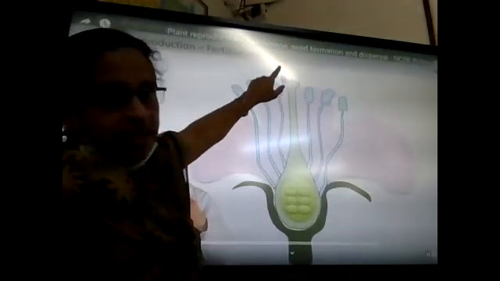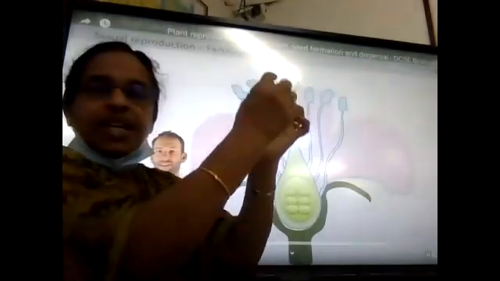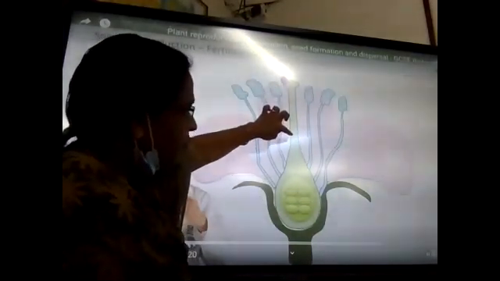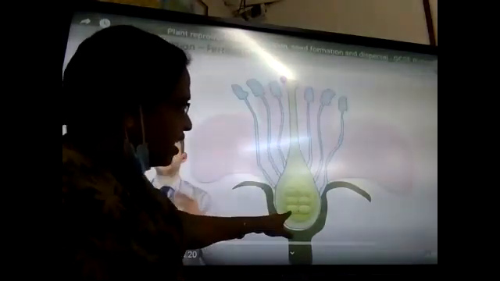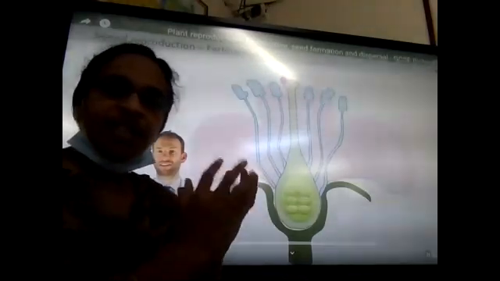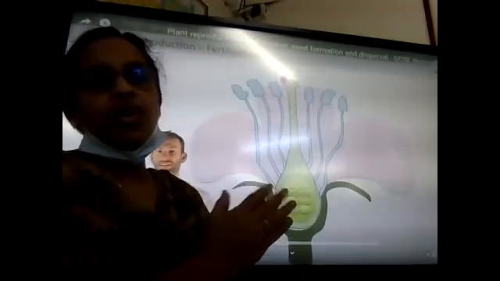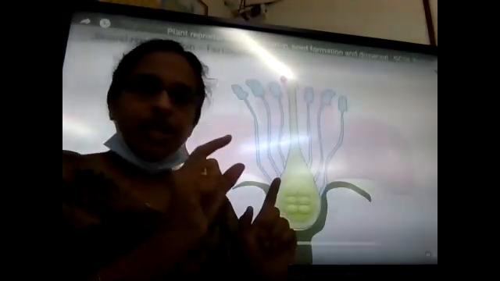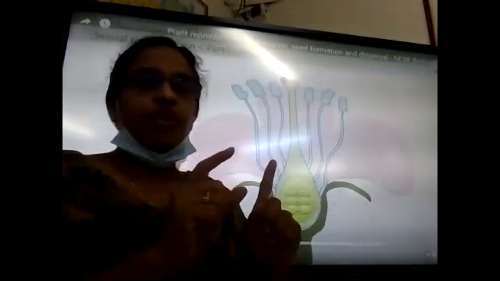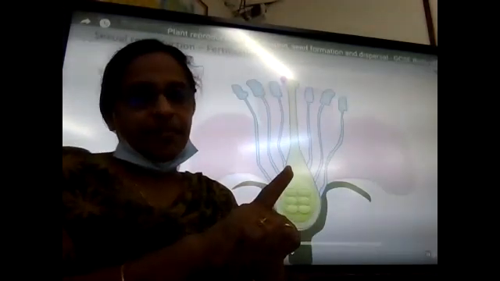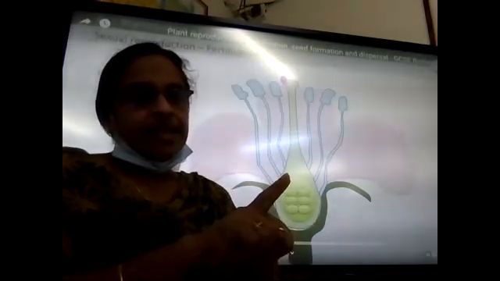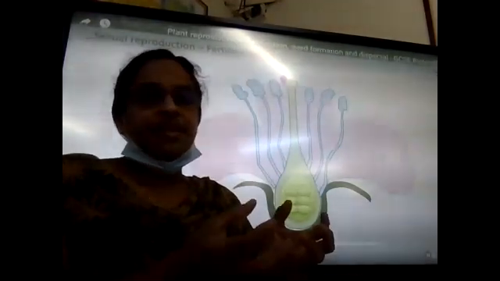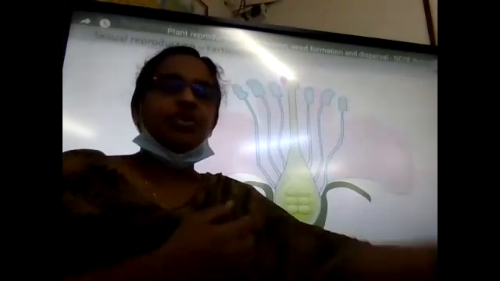Now, what happens is the pollen will make a tube. It is growing as a tube down through the style, and then it is coming to the ovule, okay? And that tube carries the nucleus of the pollen. Because during fertilization, the nucleus of the pollen and the nucleus of the ovule both join together. Did you get it? Yes. Every cell has a nucleus which carries the genes.